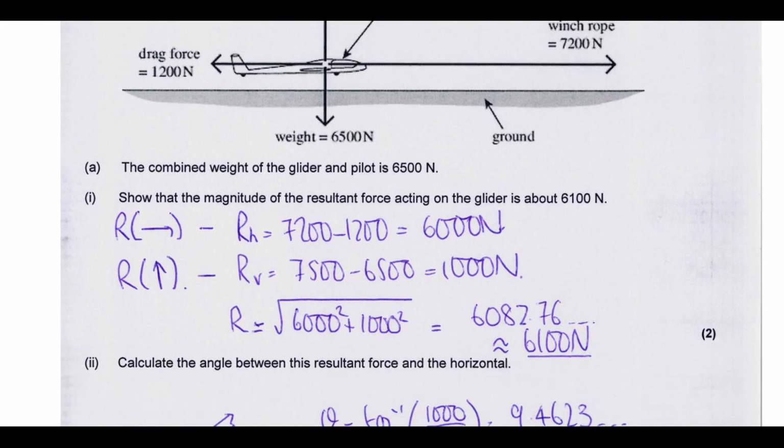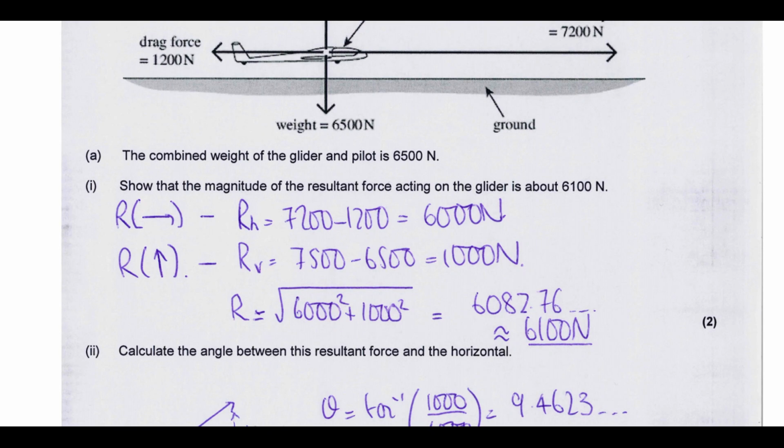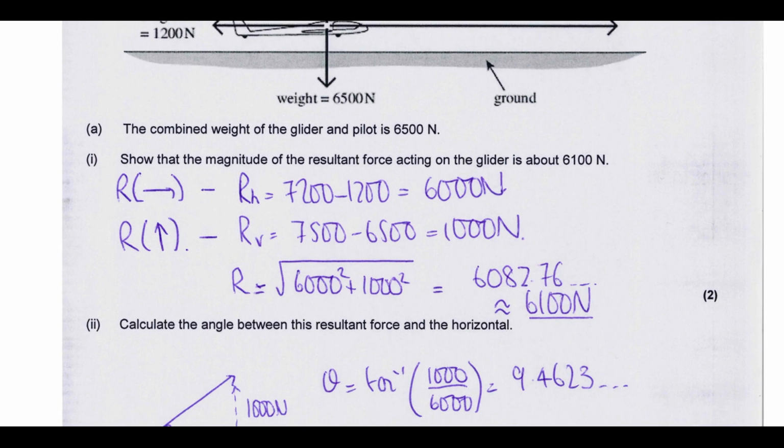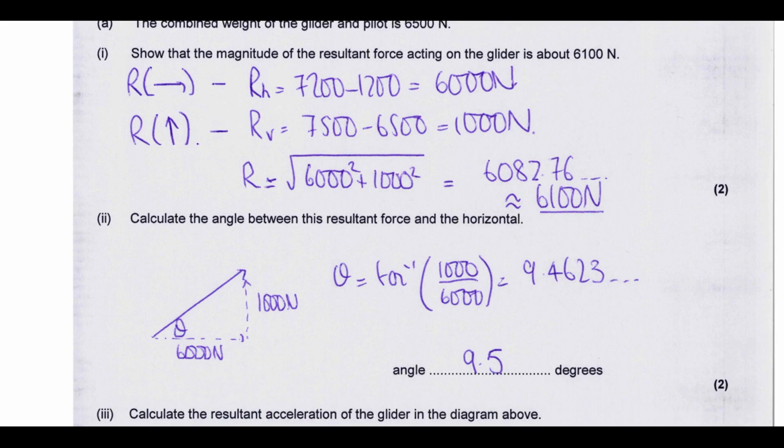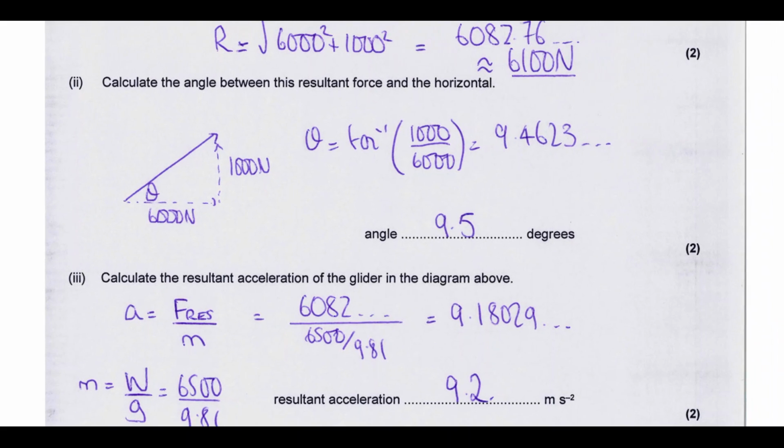And then those two are perpendicular, so we need to use some Pythagoras, put the numbers in, and we end up with a number which is approximately 6,100. Fairly straightforward. Even in show that questions, you still need to give answers with units. Hopefully that's something that's always done.